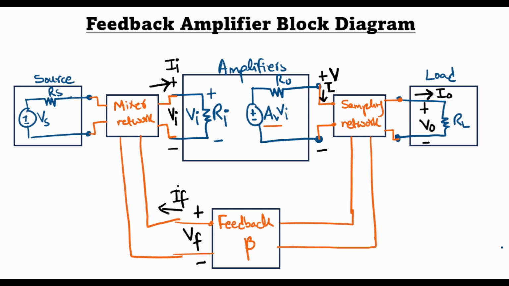So this gives a brief overview of the feedback amplifier block diagram. We already know the source, basic amplifier configurations, and load. Now let's take a deeper look at the new elements that I have introduced, namely the sampling network, feedback network, and the mixer network, in a little more detail.